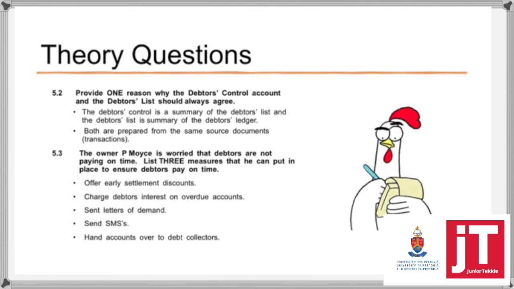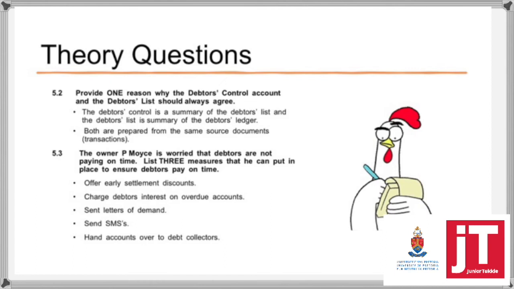Then 5.3, the owner, P. Moyse, is worried that the debtors are not paying on time. List 3 measures that he can put into place to ensure debtors pay on time. Now, ladies and gentlemen, please think practical. What can we do? First of all, a positive incentive. Offer early settlement discount. So if you pay within 30 days, you get 5% off. So in order to get the money as quickly as possible, you forfeit a small percentage of the money as a discount to get 95% of the debt paid on time.